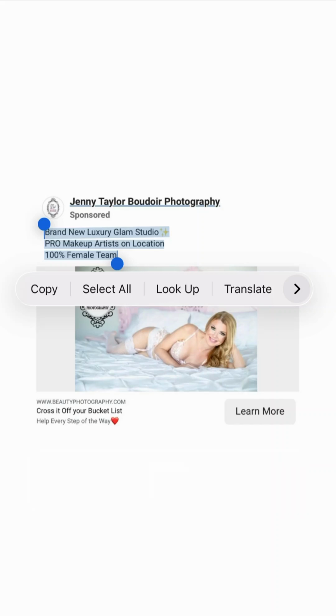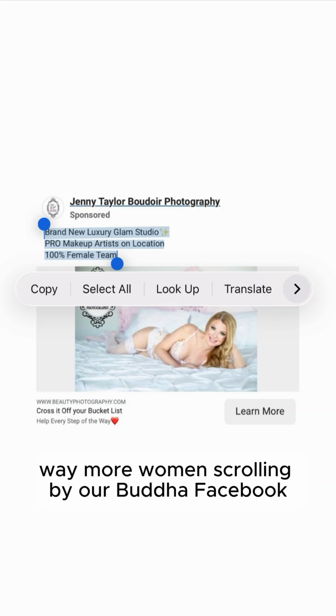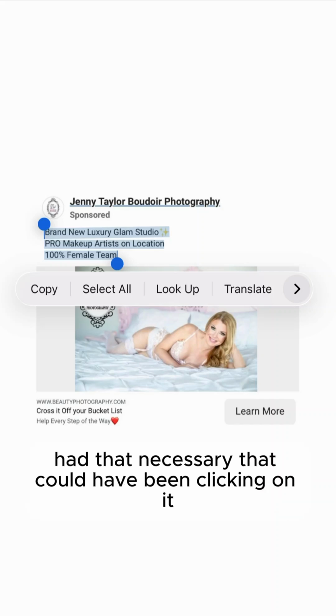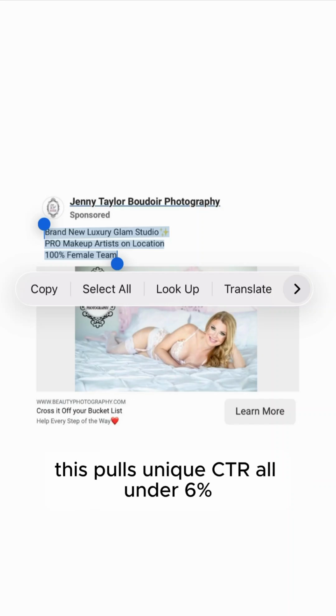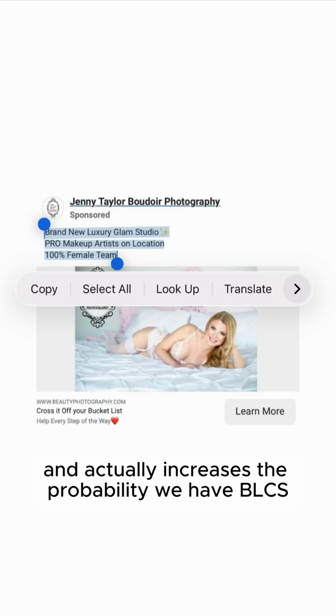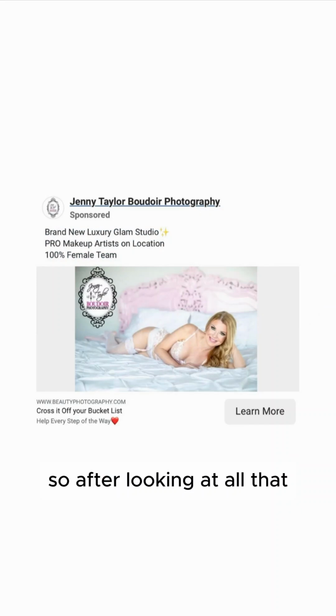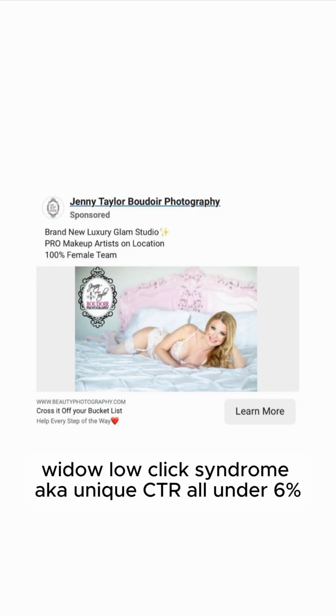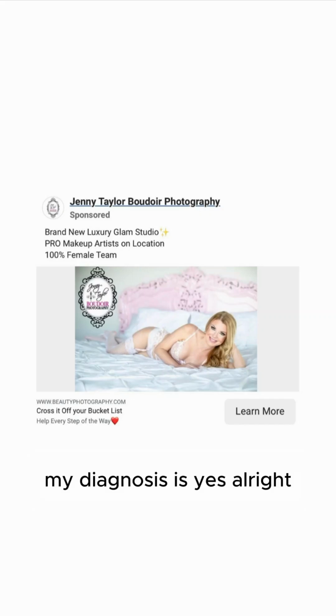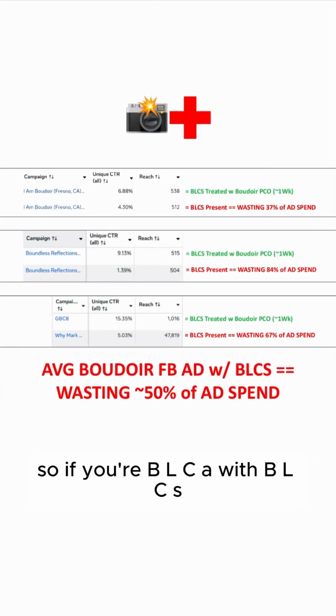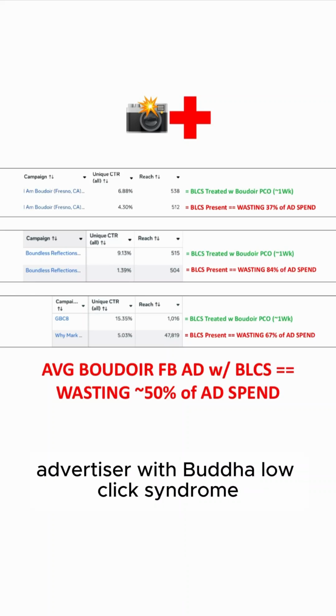So the consequence of this is way more women scrolling by our Boudoir Facebook ad than necessary that could have been clicking on it. This pulls unique CTR under 6% and actually increases the probability we have BLCS. So after looking at all that, do I believe this Boudoir Facebook ad has Boudoir low click syndrome, aka unique CTR under 6%? My diagnosis is yes.